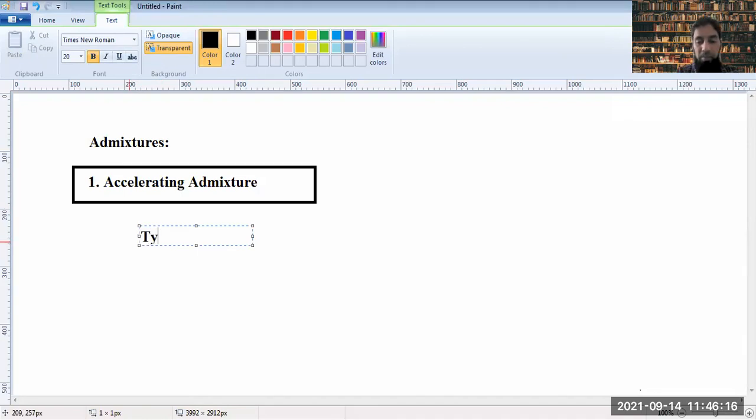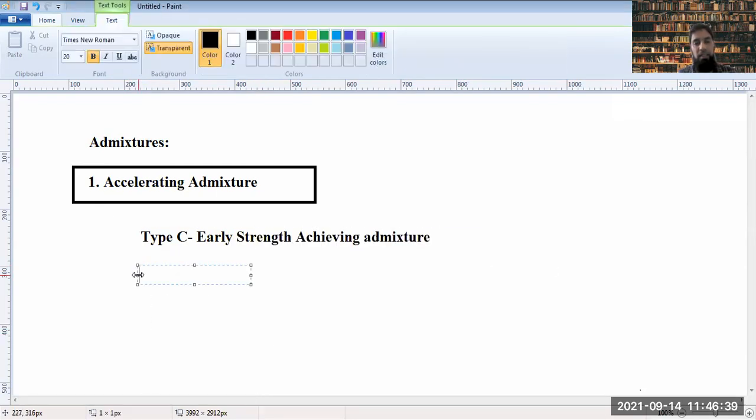Now, this comes under type C that I discussed the last time from the ASTM classification of admixtures. It comes under type C. It's an early strength achieving admixture. Now, what is an early strength achieving admixture? You are trying to achieve the strength early.